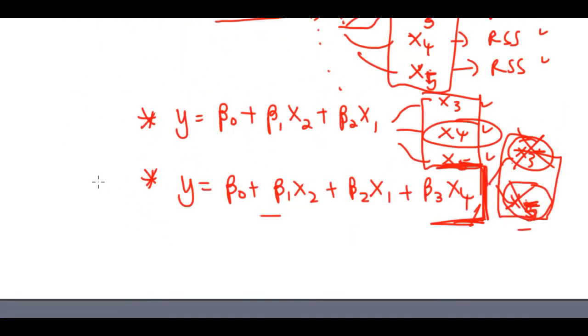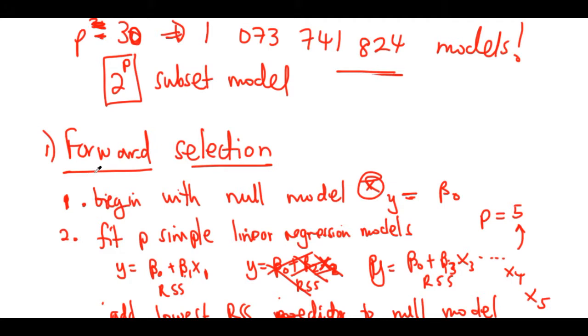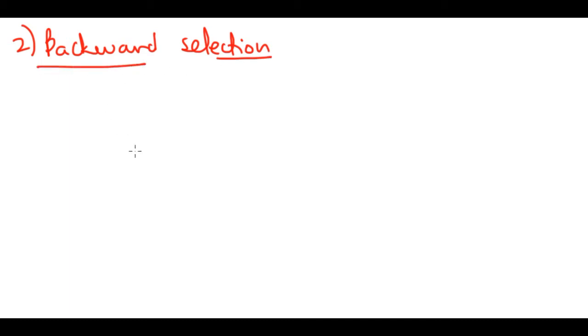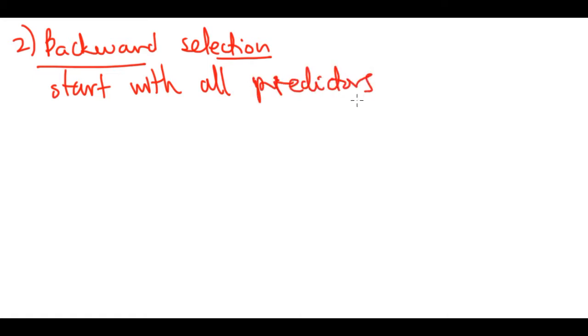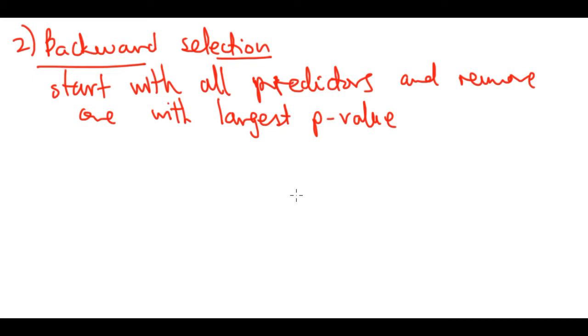Let's quickly talk about backward selection. So another method could be backward selection. Backward selection is you start with all variables in the model, right? You fit them, and then you remove the variable with the largest p-value. So start with the model with all predictors, and remove the one with the largest p-value, because that one is the most useless, I would say.